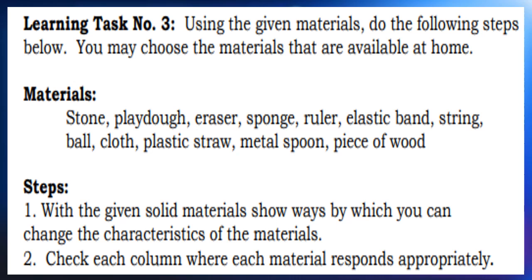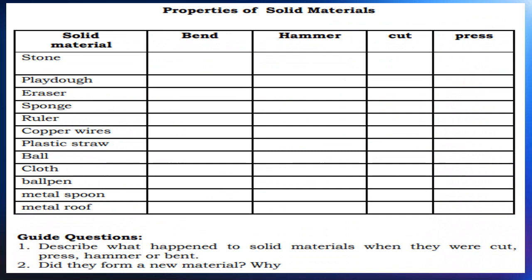1. With the given solid materials, show ways by which you can change the characteristics of the materials. 2. Check each column where each material responds appropriately. Here is the table in answering the learning task number 3. We have here 5 columns. Check the property of the solid materials that corresponds with the materials that you've used in the activity.